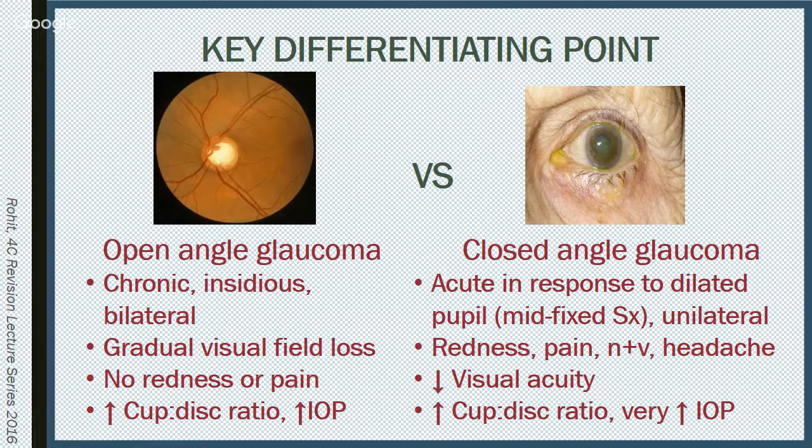And in the closed angle, it's acute, usually a response to a precipitant. The dark room is very classic on exams. They get redness, they get pain, nausea, vomiting. The headache can go all around the eye, not just in the eye itself. Unilateral headache, the visual acuity gets decreased suddenly, and similar cup-to-disc ratio findings, and a very, very high increased intraocular pressure.